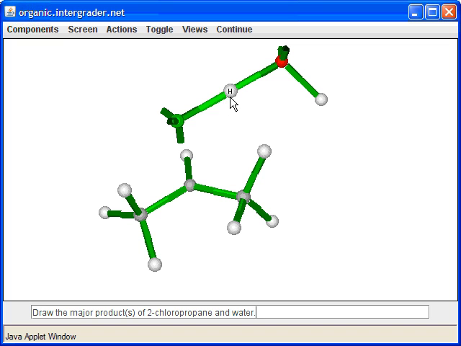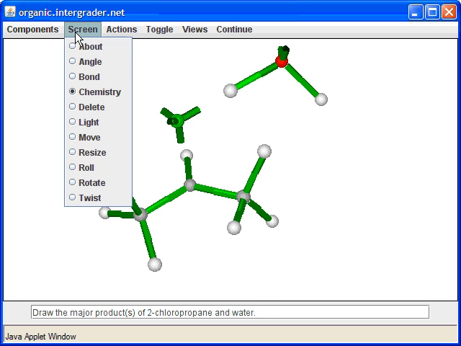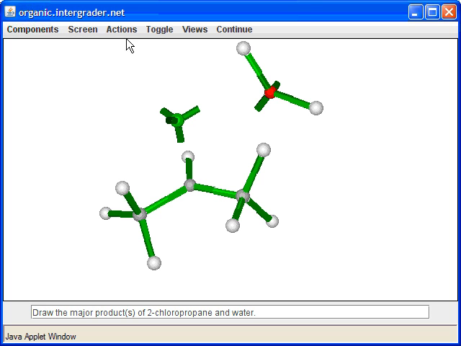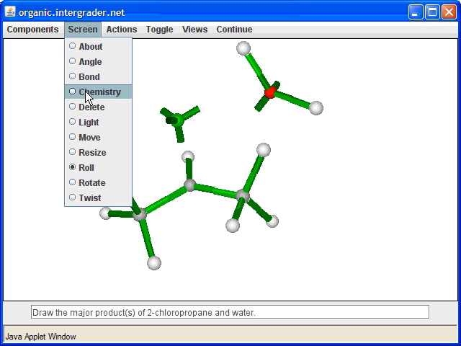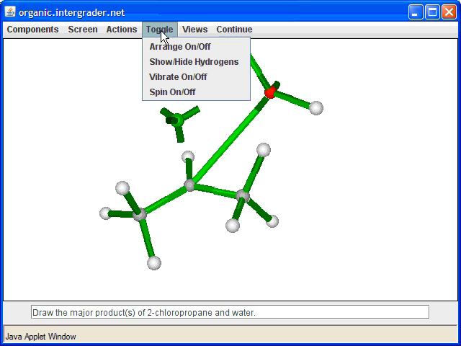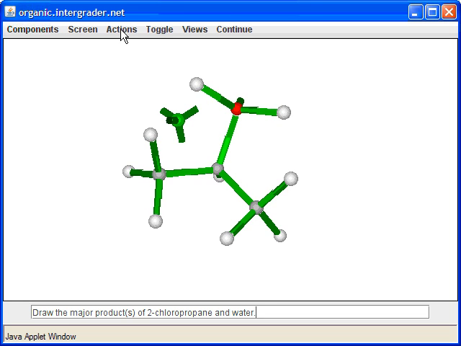Let me just use this water that's on the screen here, because that's all we were given, 2-chloropropane and water, and let me react it with this. To do that, let me roll this around, because the hydrogens aren't the nucleophilic part of water; it's actually the oxygen. So once I've rolled it around, I can connect this oxygen over to here, and then I'll hit arrange.